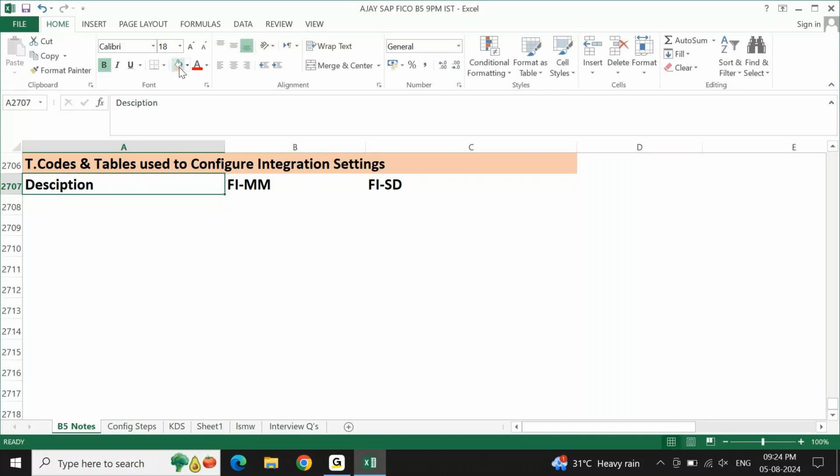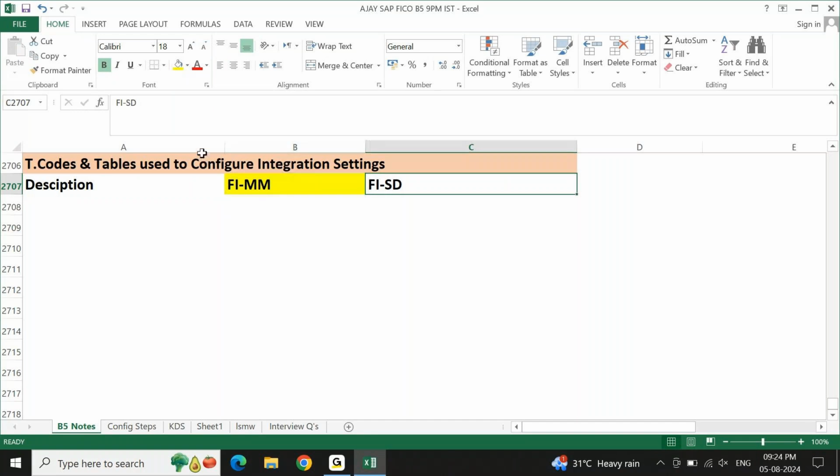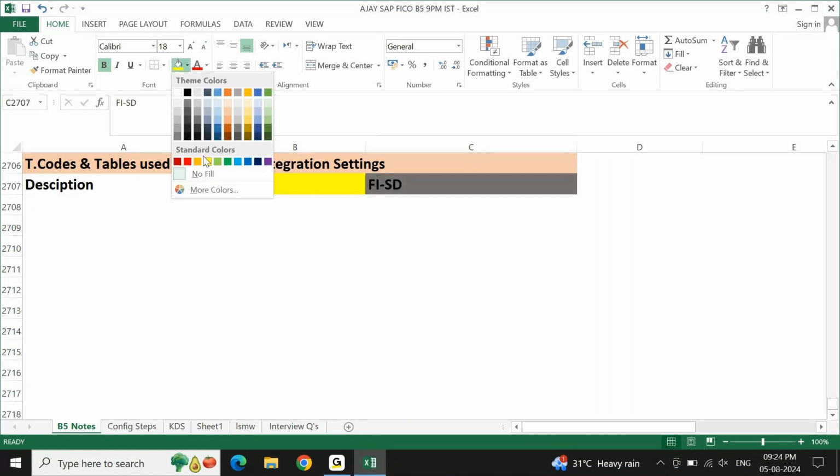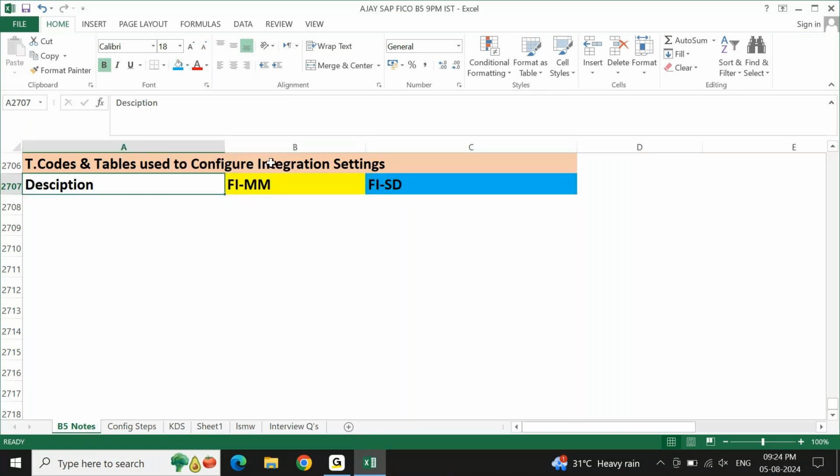Description. FIMM we are highlighting with yellow. FISD we are highlighting with blue. This is just a note. I'm just updating any one color randomly here.